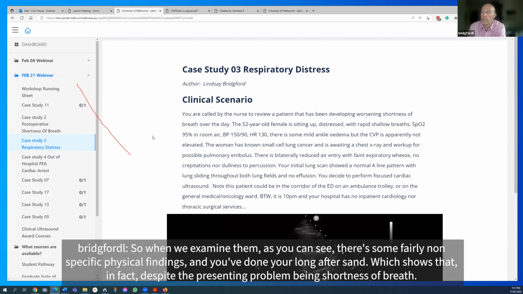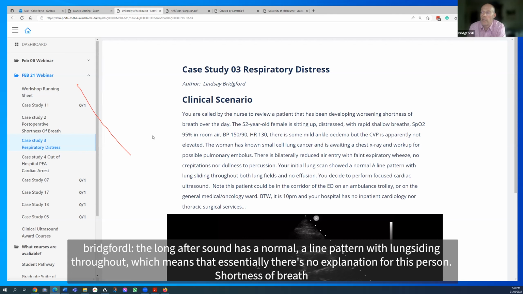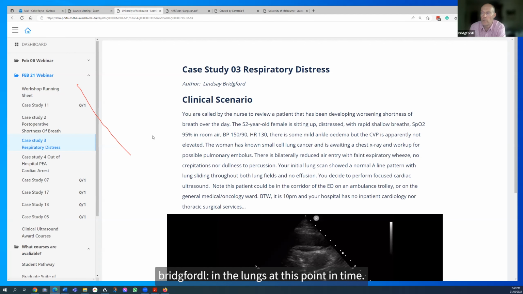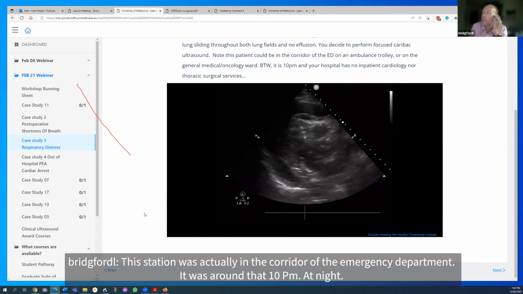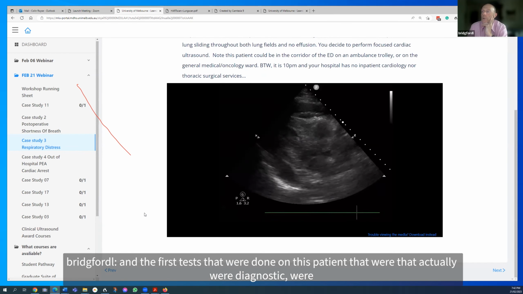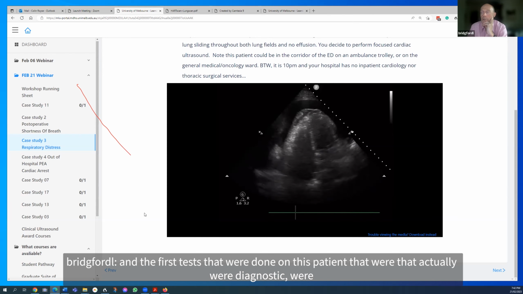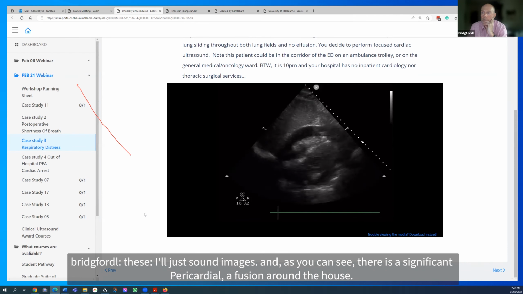So when we examine them, as you can see, there are some fairly non-specific physical findings, and you've done your lung ultrasound, which shows that, despite the presenting problem being shortness of breath, the lung ultrasound has a normal A-line pattern with lung sliding throughout, which means that essentially there's no explanation for this person's shortness of breath in their lungs at this point in time. And so you decide to have a look at the heart next. This patient was actually in the corridor of the emergency department, around 10 p.m. at night. And the first tests done on this patient that were actually diagnostic were these ultrasound images.